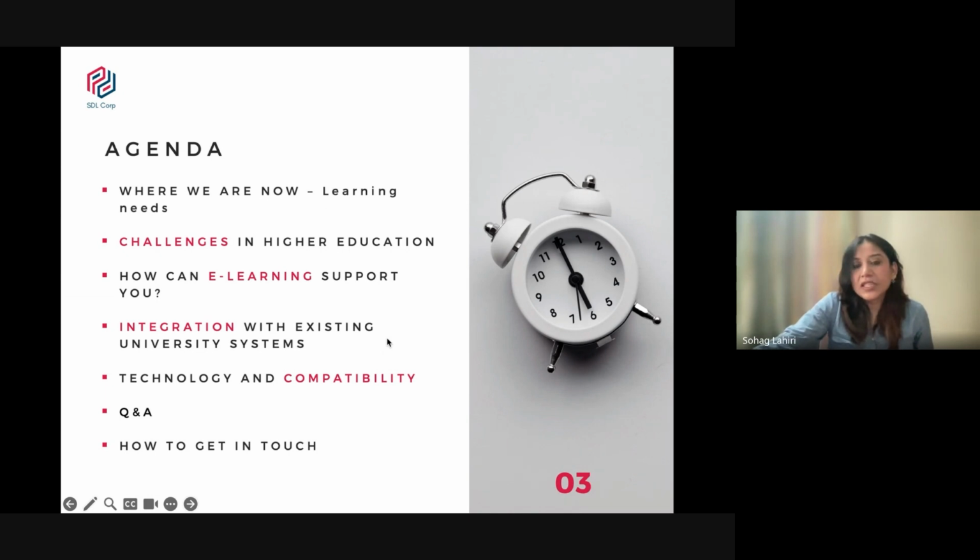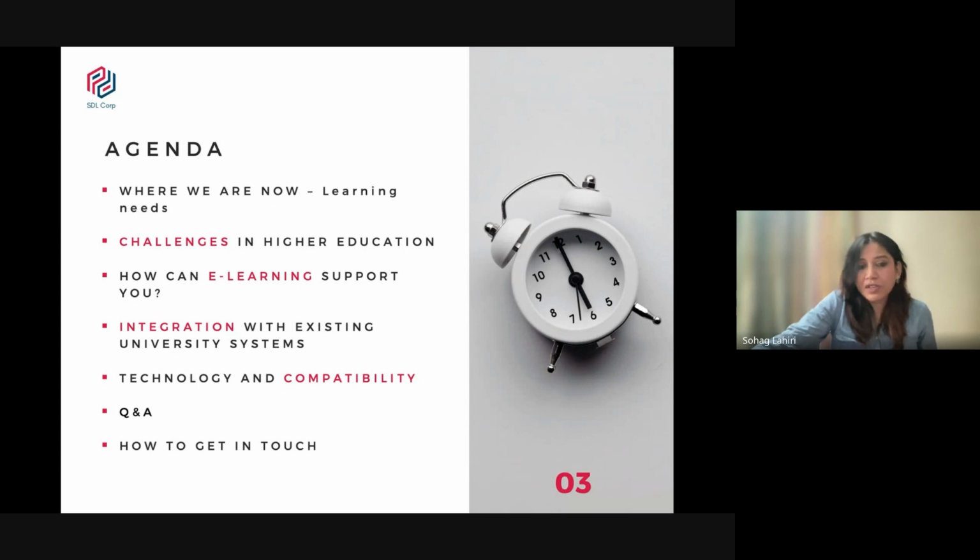So, as we move along the session, these are the main touch points that we will address. We will start off with where we are now in terms of the current scenario, and what the learning needs are as educators, as instructors, teachers. What are the learning needs? When we say learning needs, we mean your learning needs as an educator, as well as the needs of your students.